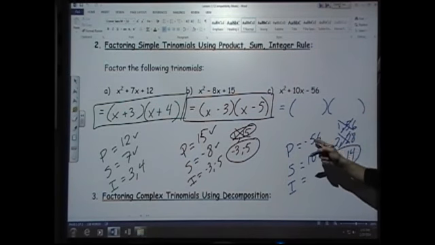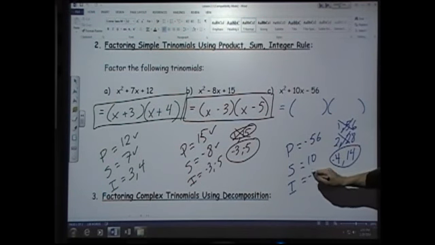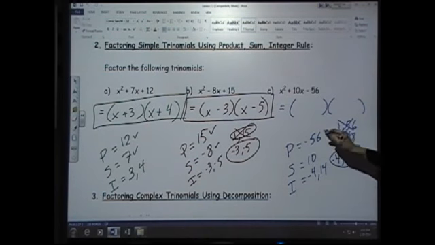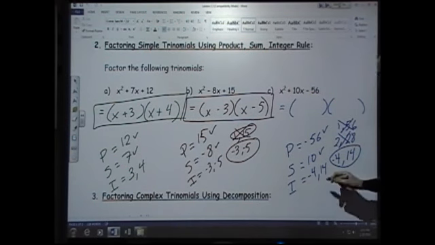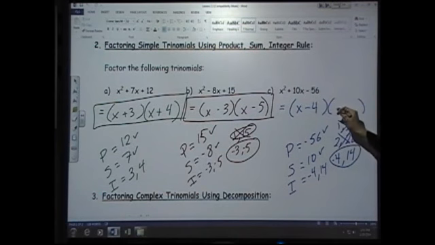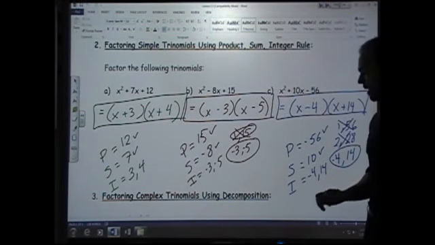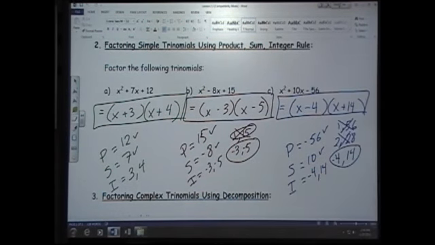You have to multiply to negative 56, so only one of them could be negative. And so the correct answer would be if you had negative 4 and positive 14. Negative 4 times 14 is negative 56, but negative 4 plus 14 is positive 10. I don't have to list any more because I already found them. So those are the two integers. My first bracket's going to have x minus 4. The second bracket's going to have x plus 14. And this is my final answer. If I re-expanded that, I would end up with that trinomial there.